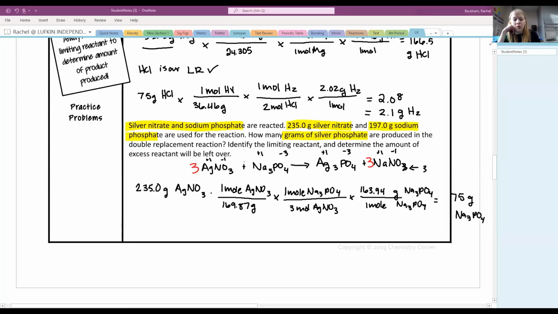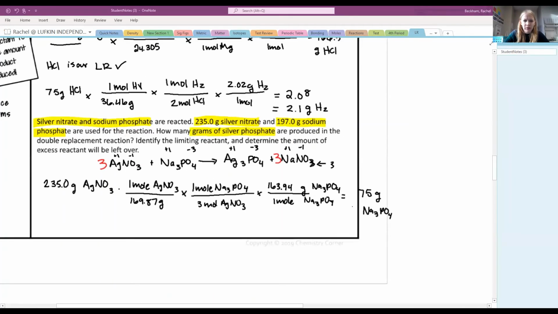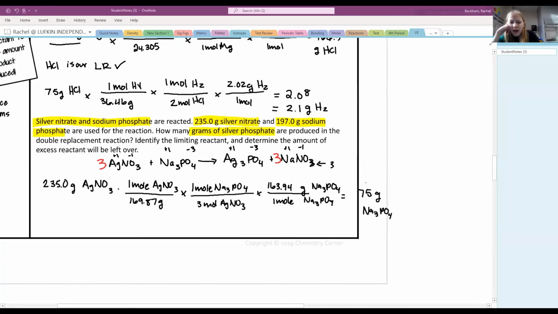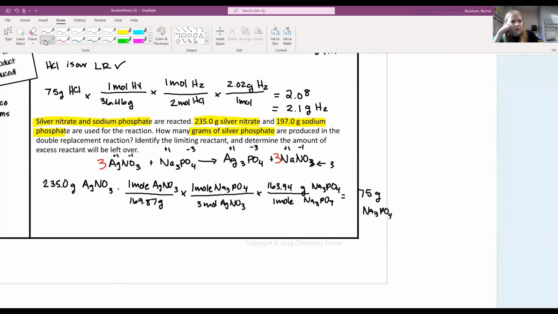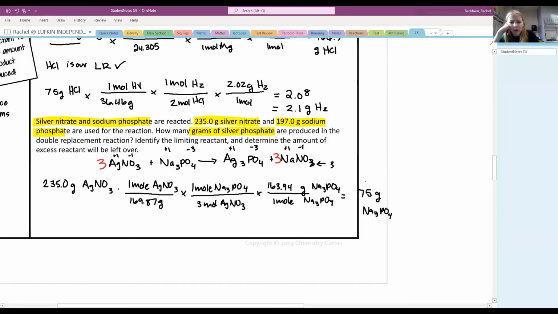All right, so hopefully you completed the first part, which is identifying the limiting reactant. So I took my silver nitrate randomly. I took the 235. Remember, you could choose either of the reactants. I took the 235 grams of silver nitrate and I converted it all the way to grams of my other reactant, sodium phosphate, okay? So what I figured out was that I would need 75 grams, or about 75 grams of sodium phosphate, right?